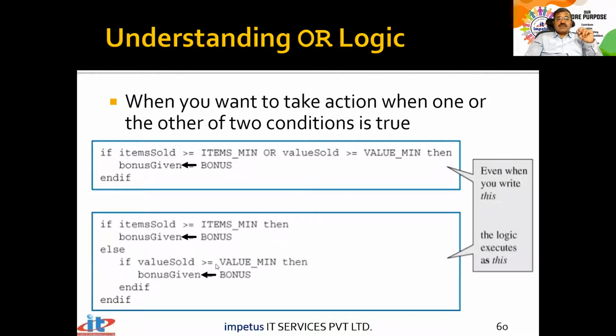Else, if value sold is greater than or equal to minimum item, then also I'll give him the bonus. When we had to eliminate AND, the second condition was contained inside the if block. Now, if I have to introduce OR, the second condition occurs in the else block. That means if the first condition is true, I'll do this. Else, if the second condition is true, then also I'll give him the bonus, and then I stop.